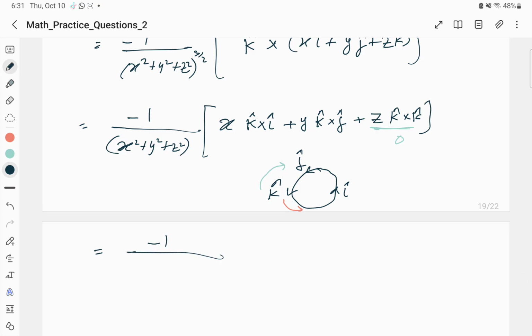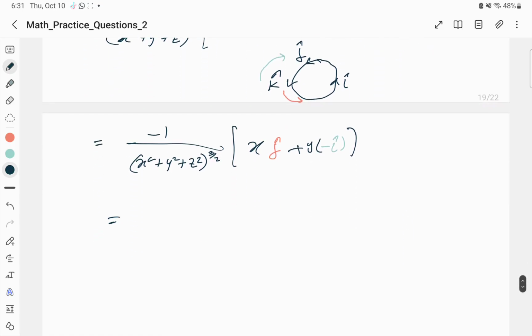So this will be negative 1 over (x square plus y square plus z square) to the power 3 by 2. This will be x, because k cross i is just j, so there will be j. And then we have k cross j, which we already said will be plus y, and this will be i, because k cross j is going in the backward direction, so it will be negative i.